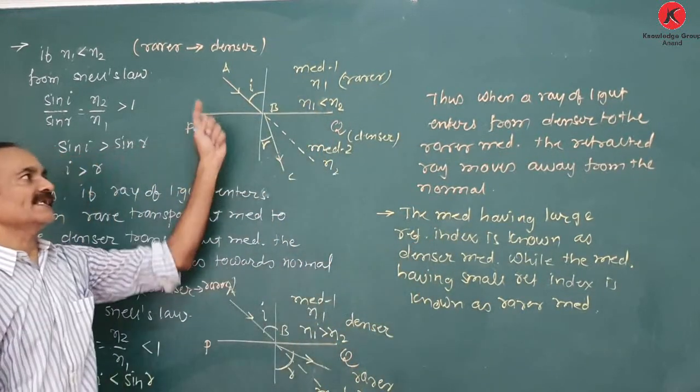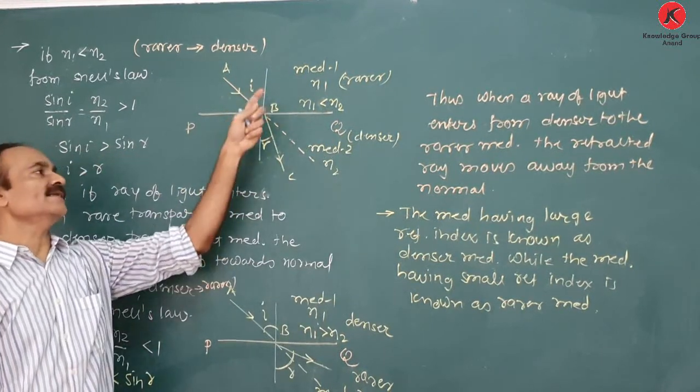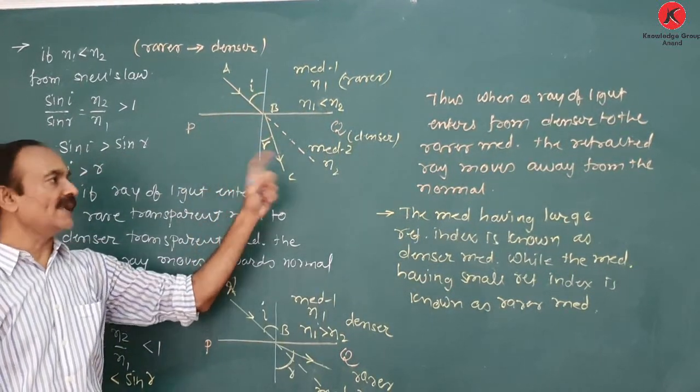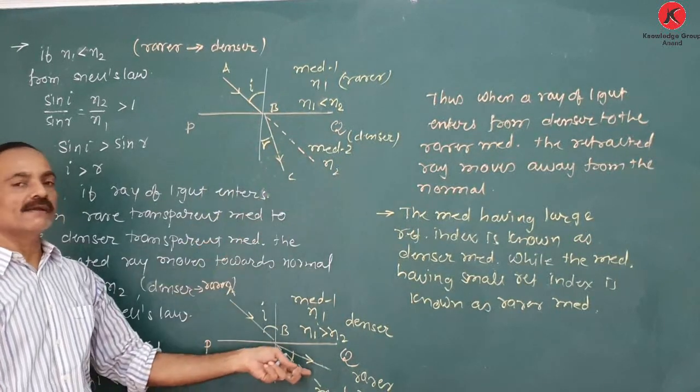So when the ray of light is traveling from rare to denser, the refracted ray moves towards the normal, and from denser to rare, it moves away from the normal.